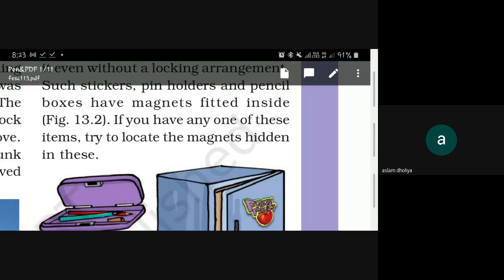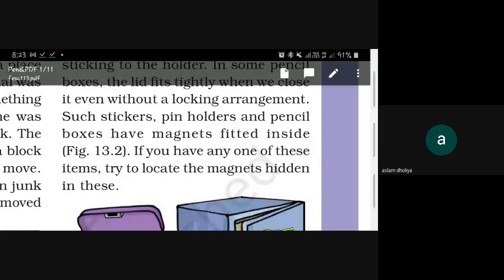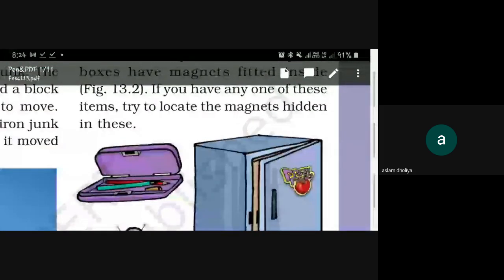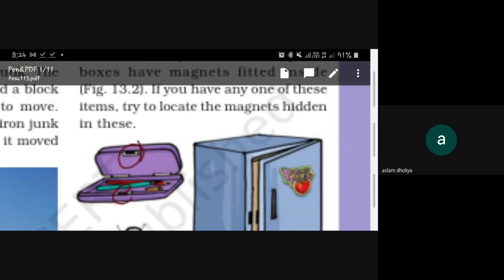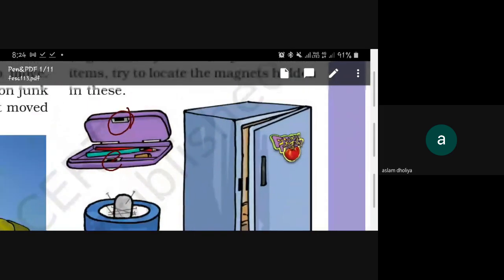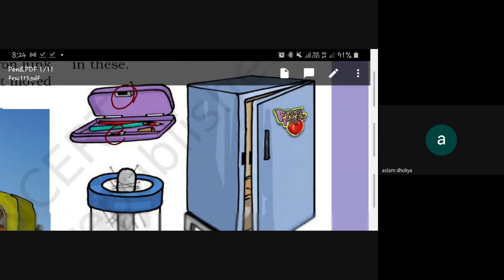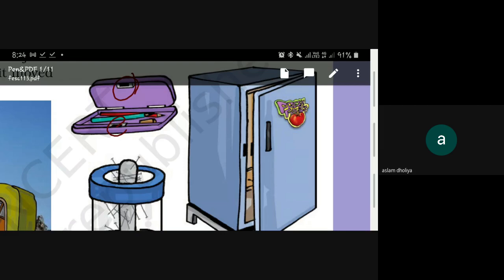Now, where these magnets are stuck, you can see this magnet in some pencil boxes. Have you seen this type of magnet? So you can lock it without any type of arrangement. In a cupboard also, in many wooden cupboards, there are some magnets at the downward or at the upward of the almirah.